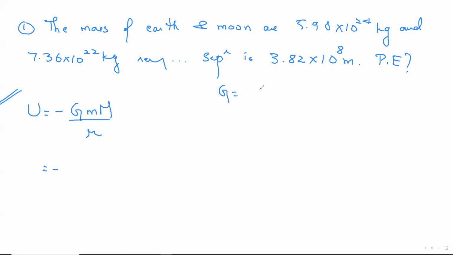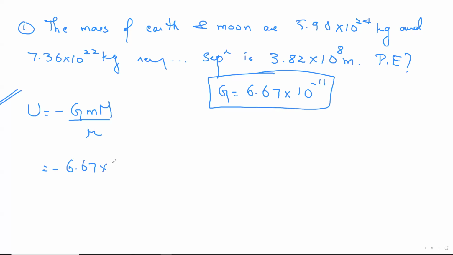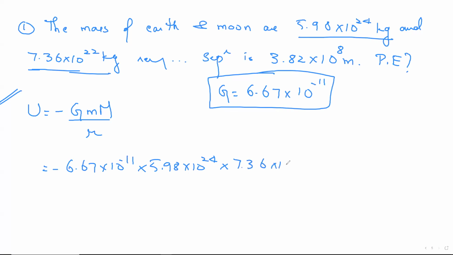Even if it is not given, please make sure you remember this value: 6.67 into 10 to the power minus 11. Remember this. It's a constant. So copy paste that, 6.67 into 10 power minus 11. Two masses are there. That's why I told you to copy paste both the masses, because both are important. So you copy paste 5.98 into 10 power 24 into 7.36 into 10 power 22. Whole thing divided by 3.82 into 10 power 8.